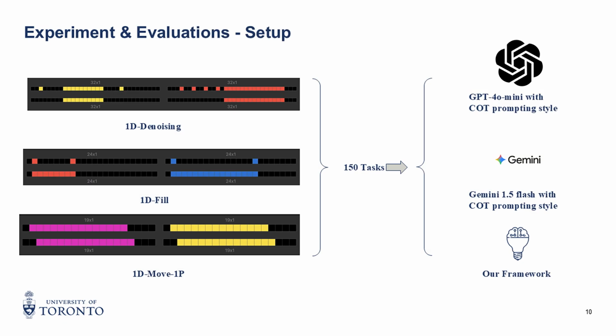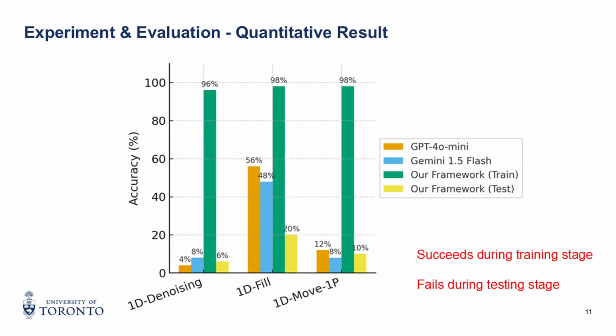We set up our experiment by choosing 3 subsets of the 1D ARC dataset: 1D denoising, 1D fill, and 1D move 1 pixel. With a total of 150 tasks, we ran GPT-4o, Gemini with chain-of-thought prompting styles, Gemini 1.5 Flash, and our own framework. As a quantitative result, we can see our framework achieves really high accuracy on training tasks, but a little less on the tests, as shown in orange, just like our other benchmark models.